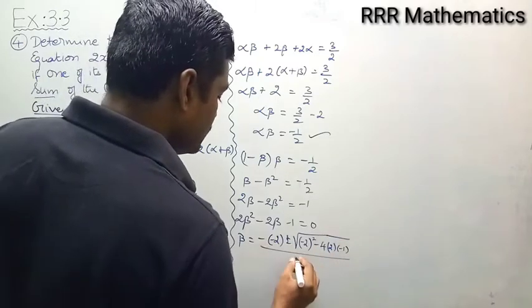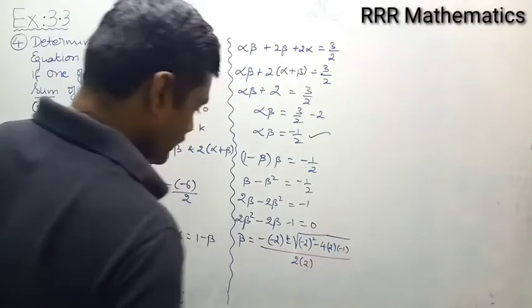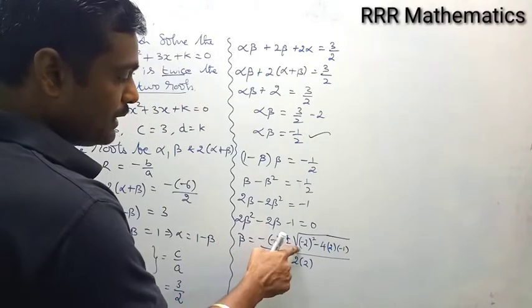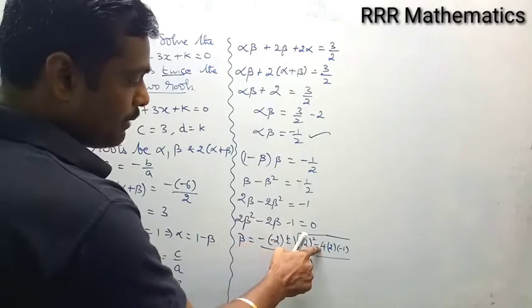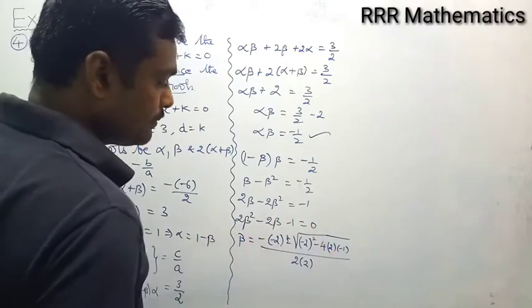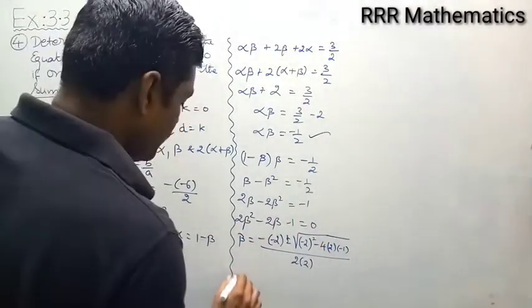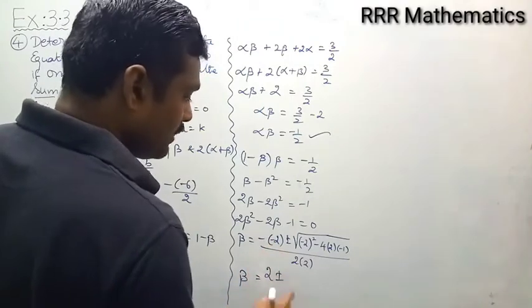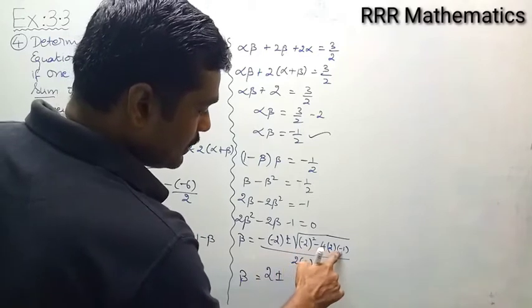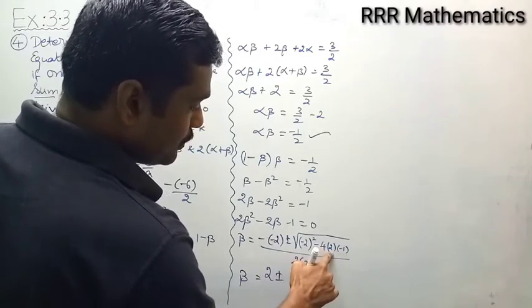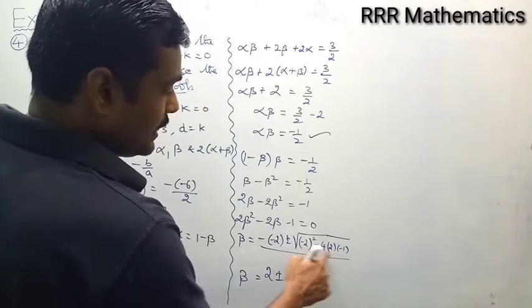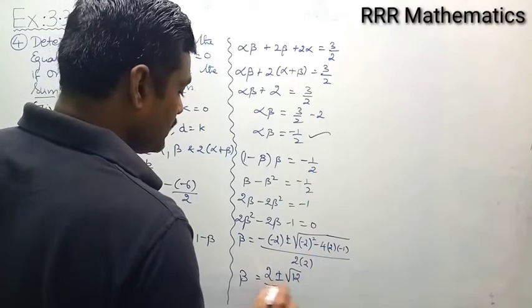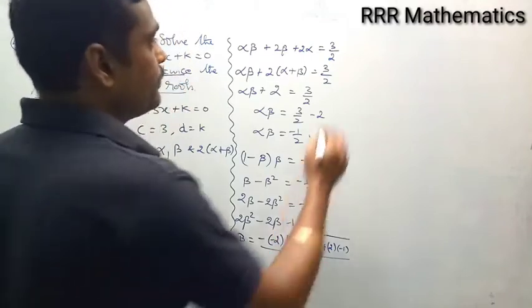Got it? By 2a. Beta equals minus b plus or minus root of b square minus 4ac. Is it clear? Therefore, beta will be minus into minus plus 2 plus or minus, what is this? 4, this is plus 8. 4 2s are 8, minus into minus plus. 8 plus 4, 12, by 2 2s are 4.